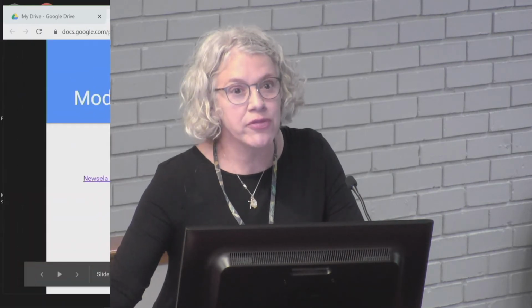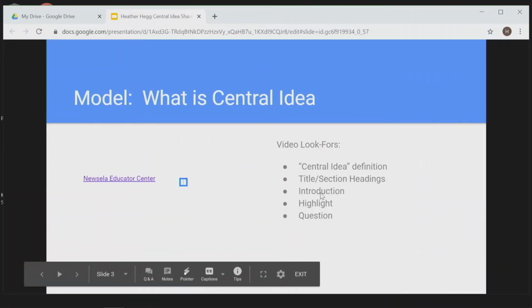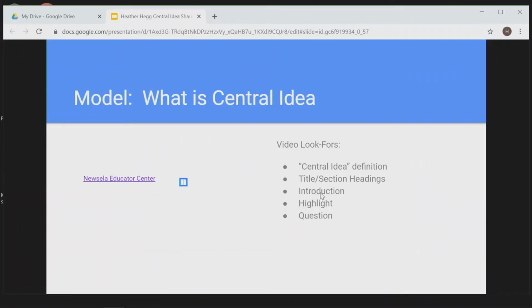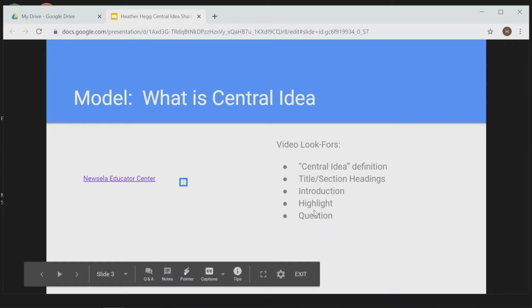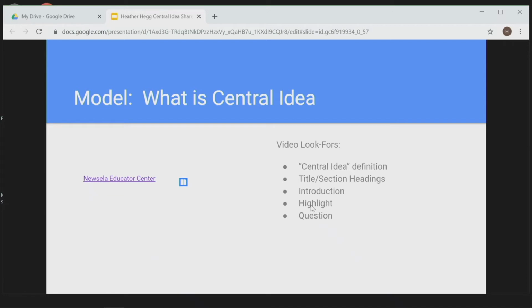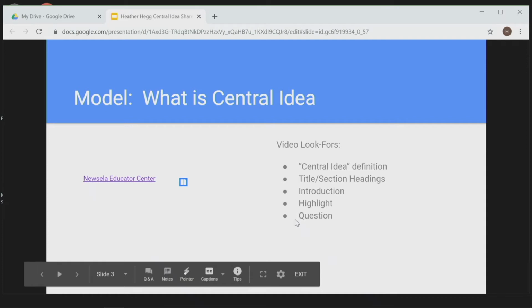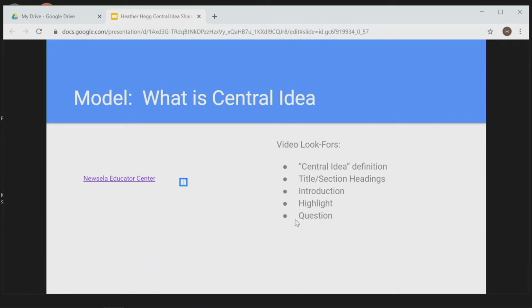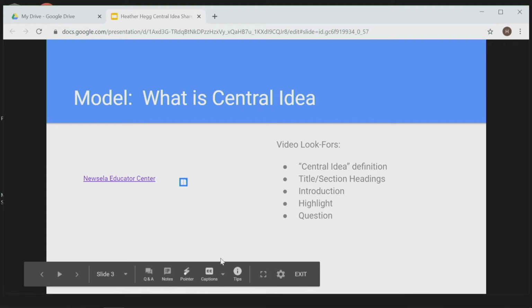Introduction, we've got to start there. That's the first thing that we're going to read, the first part of the text that we're going to read to really hone in on the central idea. We're going to need to highlight important information, not just the central idea, but those details that support it or help us understand it. And we're going to use different colors, and finally, we're going to always go back to that question. What does the author want me to learn from this article?